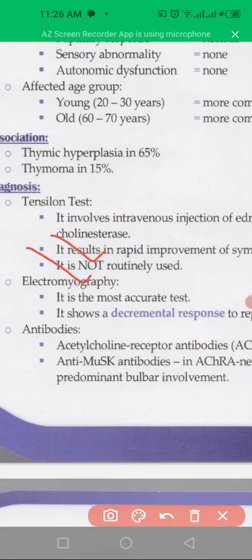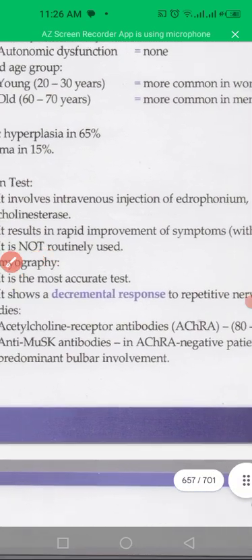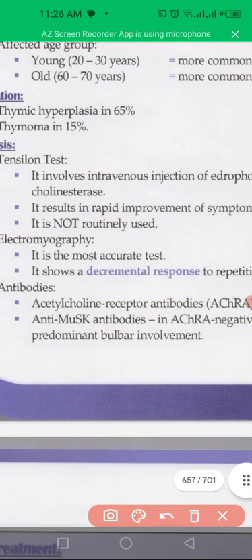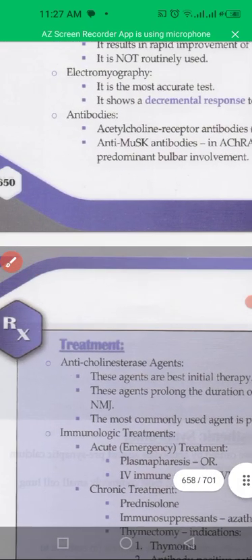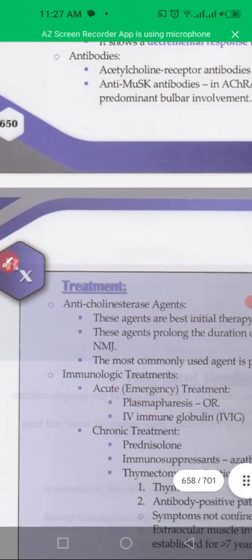Another test that is accurate is electromyography, and antibodies like acetylcholine receptor antibodies and anti-MuSK antibodies should be checked, and in some patients the anti-acetylcholine receptor antibodies are negative. So it is very important to diagnose Myasthenia gravis and differentiate it from Lambert-Eaton syndrome.